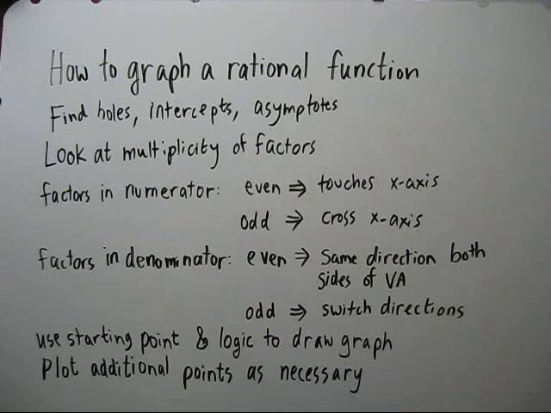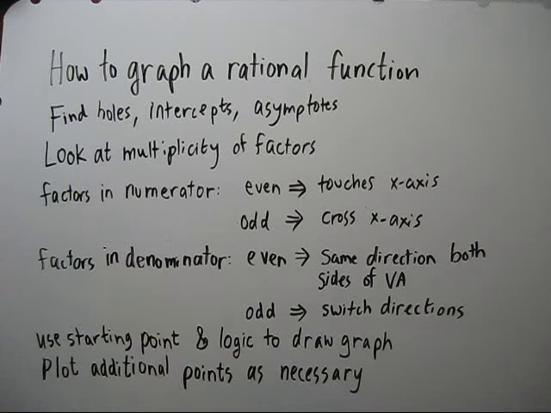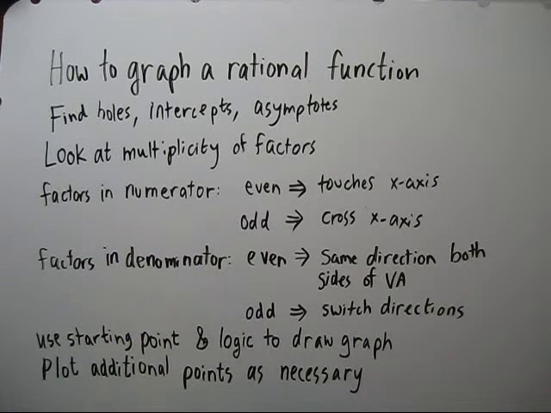First of all, always factor your numerator and denominator and check for common factors. If there's a common factor, cancel it and remember that there will be a hole in your graph. And then find your x and y intercepts and your asymptotes. And now here's a shortcut.